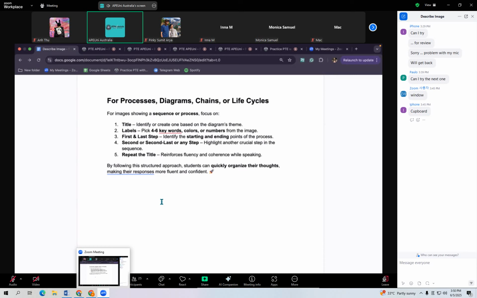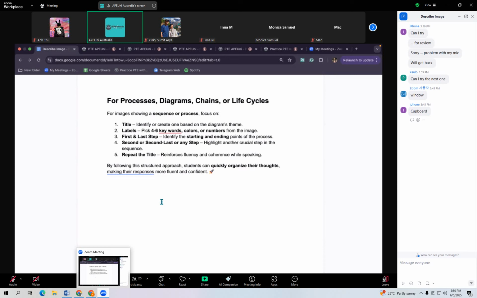Step number 1, you boil the water. Step number 2, you get your mug ready. Step number 3, you grind your coffee. Step number 4, you mix them. Okay, things like that. So anytime you have that type of image, it's going to be called a process, diagram, chain, or life cycle, right?